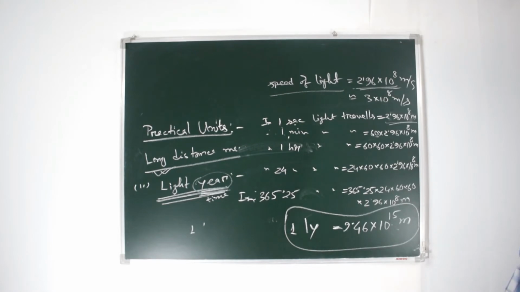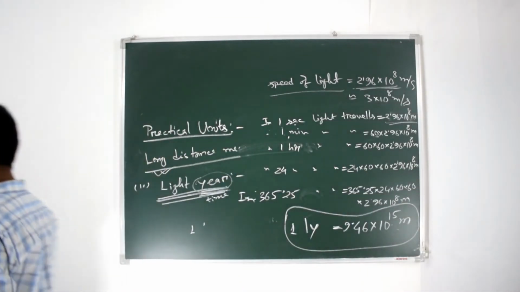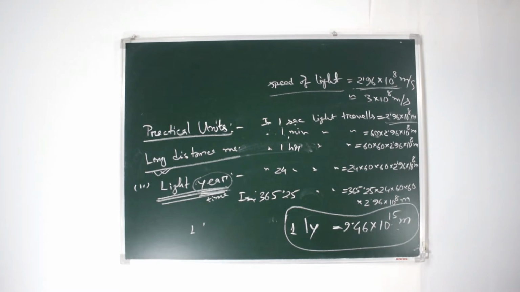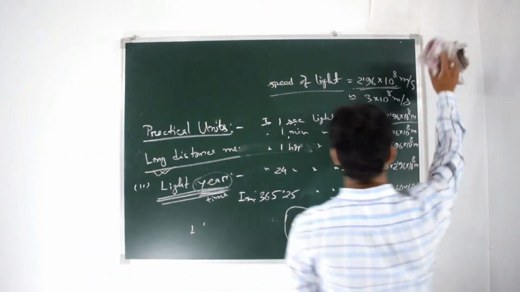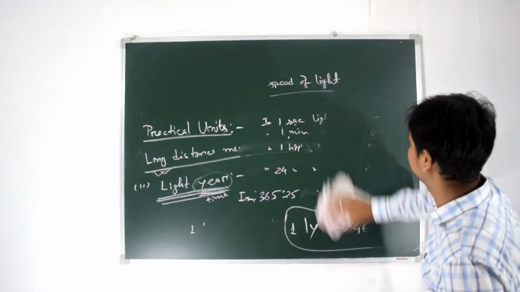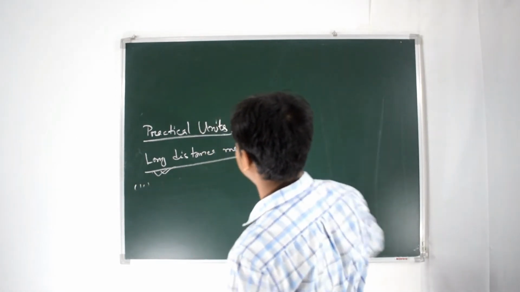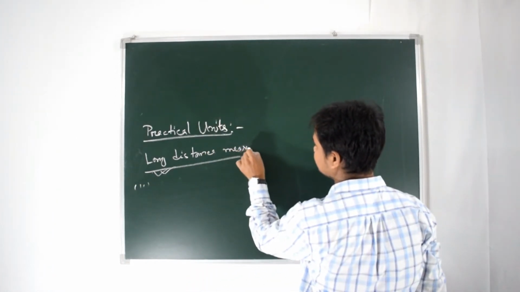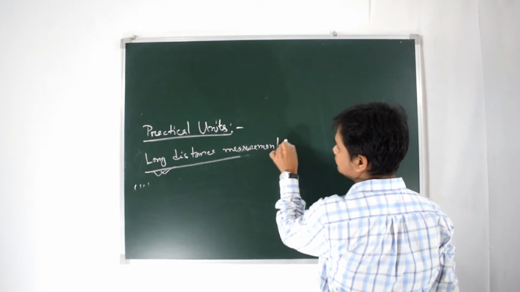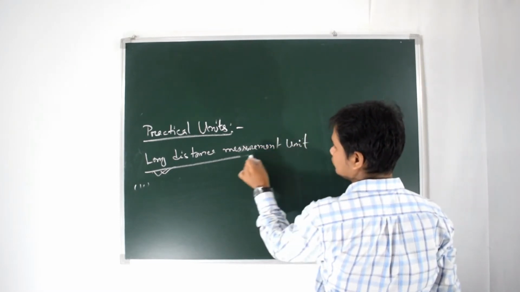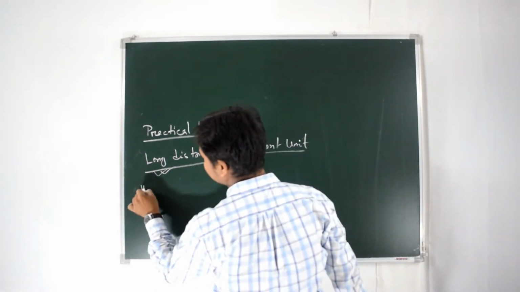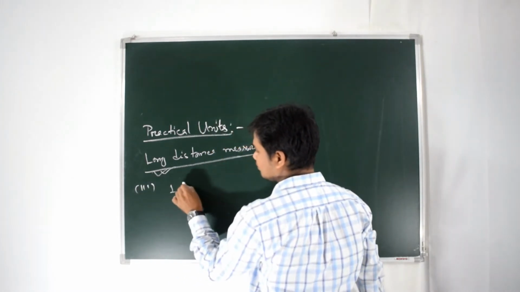Next unit is the parsec. This is also a long distance measurement unit. Okay, that's a practical unit. Another one is what? 1 parsec.